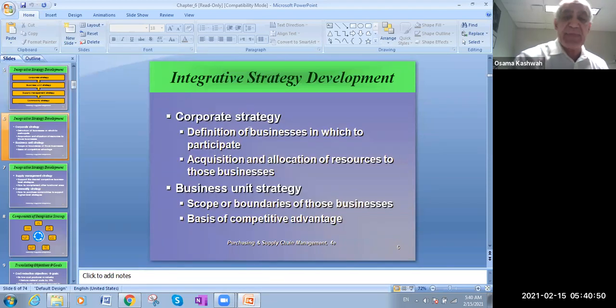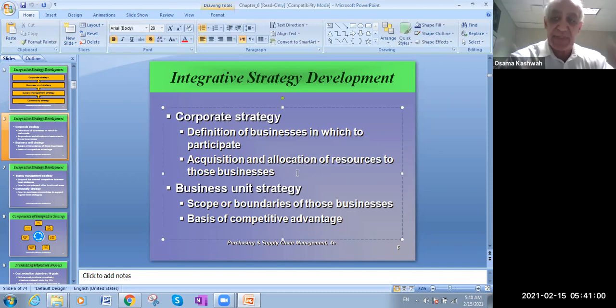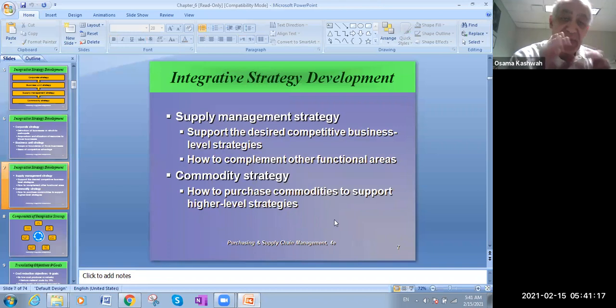Each one of them, what's the meaning of the corporate strategy? It includes the definition of business in which it participates, acquisition and allocation of resources to this business. So the business and what is needed to run this business from the resources, the materials, the raw materials. Business unit strategy, scope or boundaries of this business, basic competitive advantages. So this is the business unit.